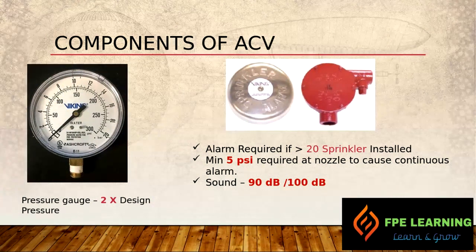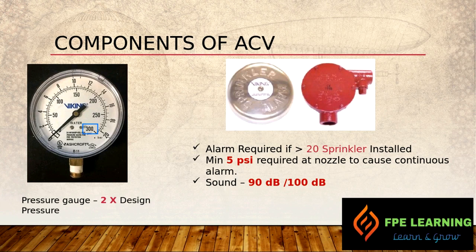On the left, we have a pressure gauge, which is rated at 2 times the design pressure. Normally, the maximum design pressure of a water-based fire protection system is 175 psi, in most cases, except a standpipe and a water mist system, where we may have higher pressure than that. So the rating of these gauges should be at least 2 times the design. So 175 is the maximum, multiplied by 2, we have 300 psi here, or even more than that, or at least something around that. It should not be less than that.